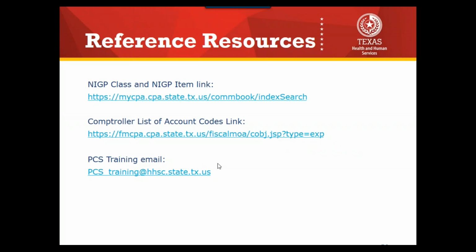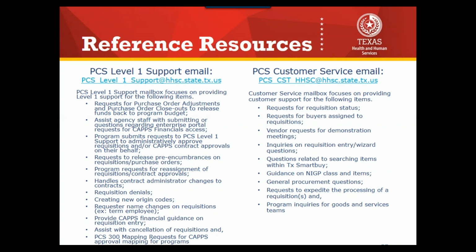The last thing we have is the PCS training email. It's pcs_training@hhs.state.tx.us. That's our email address if you need to contact us for further help. In addition, you have 2 more resources available: PCS Level 1 Support and PCS Customer Service. You'll notice that I have populated bullets down here for you to be able to use. These are the different reasons you would be contacting each one of these email addresses. They have different scenarios. They are there to help you with your requisitions.